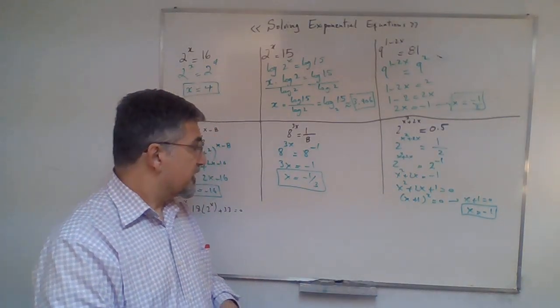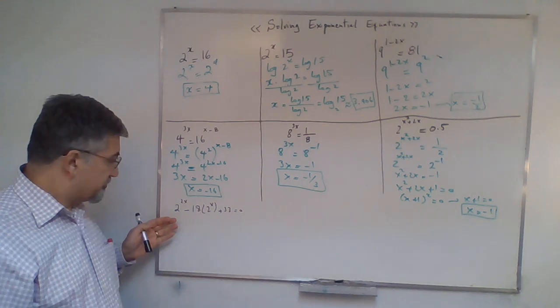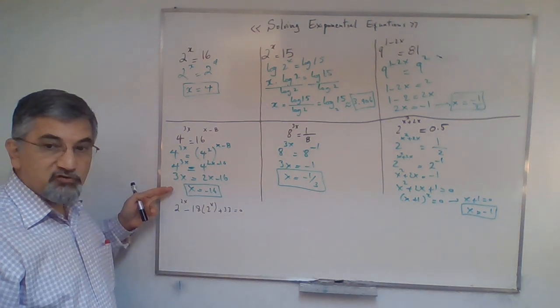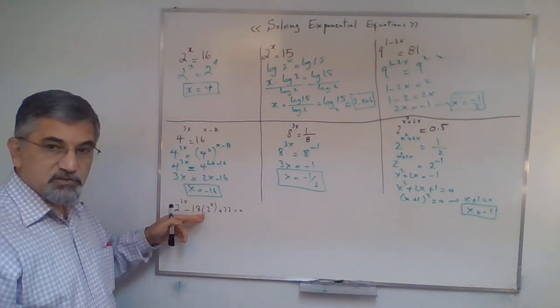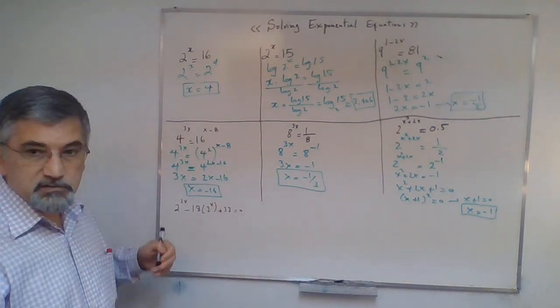Okay, final answer. And finally, this other equation, which is more complicated: 2 raised to the exponent of 2x minus 18 times 2 to the exponent of x plus 32 equals 0. Perhaps this is the hardest question here.